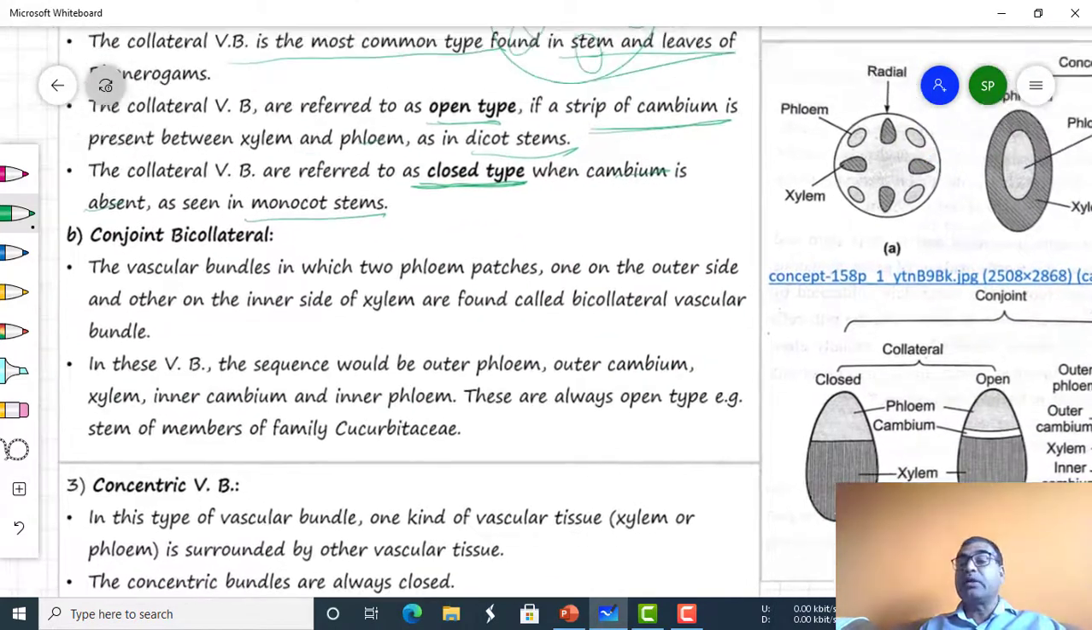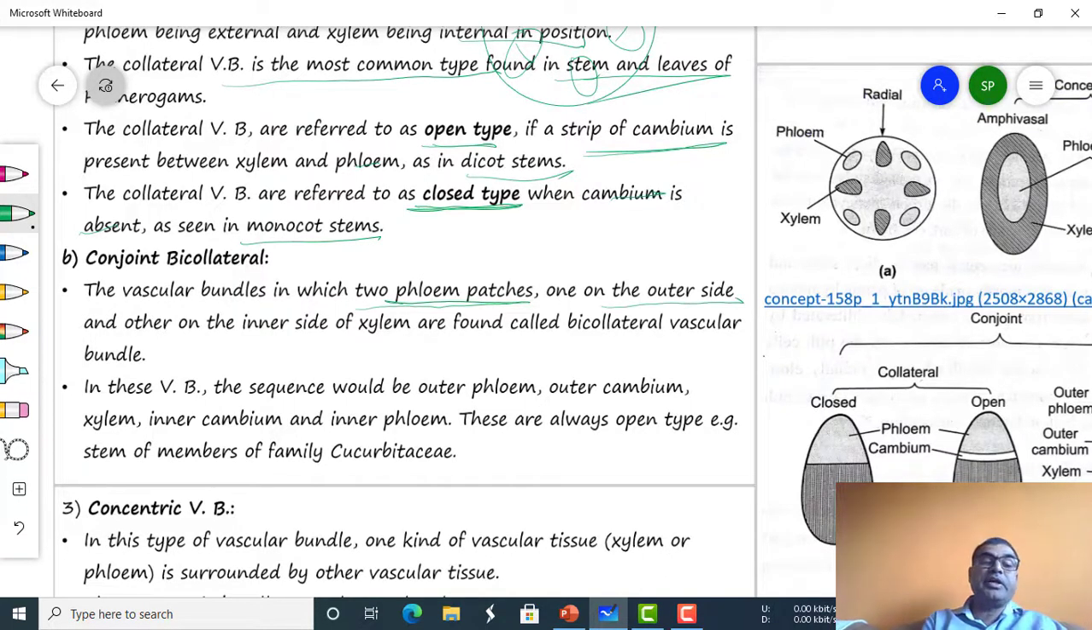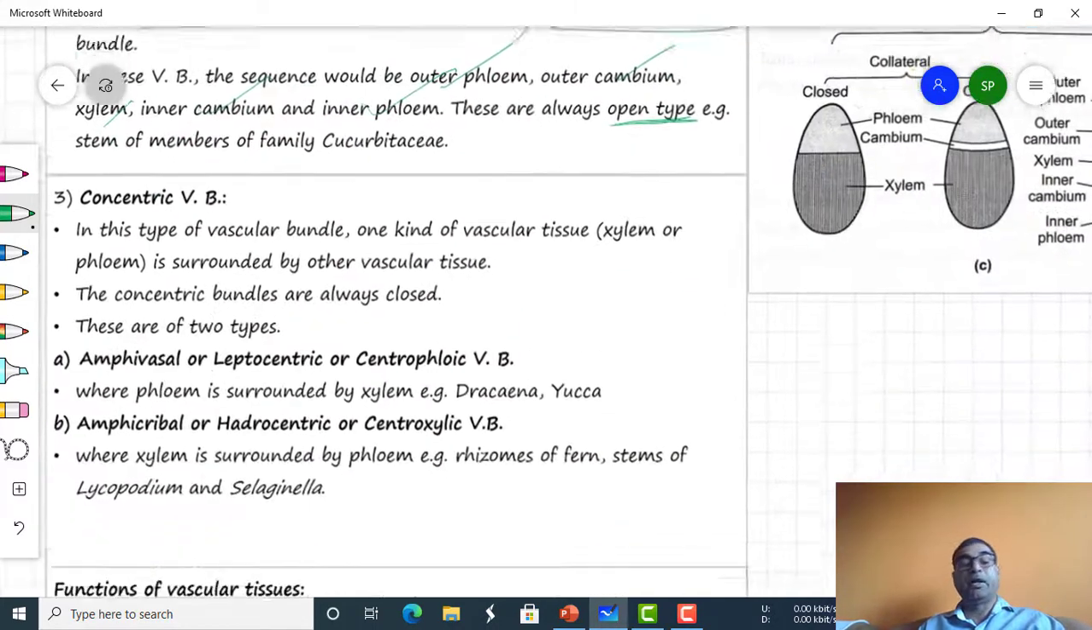And what is bicollateral type of the bundle? Bicollateral type of the bundle is one in which two phloem patches, one on the outer side and the other on the inner side of the xylem, are present. Then it is called a bicollateral type of the vascular bundle. The sequence is outer phloem, outer cambium, xylem, inner cambium and inner phloem, and it is always open type.